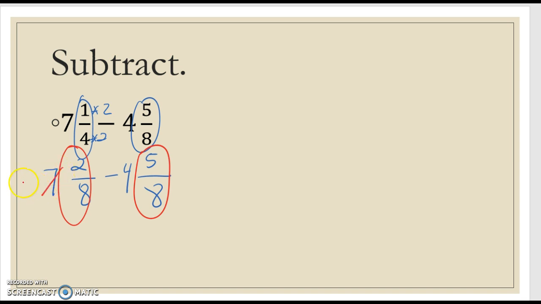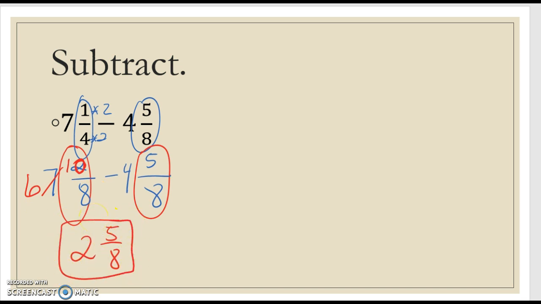So we're going to take the 7, turn it into a 6. And we're going to take that one whole that we took away and put it here, making it 8 out of 8, which is just one whole. So when I add 8 to 2, that gives us a 10. So we actually have 6 and 10/8 minus 4 and 5/8. If we were to go back to this 6 and 10/8, if we simplified it, we'd get right back to 7 and 1/4. So we borrowed in fractions. So we would do 10/8 minus 5/8, which would give us 5/8. 6 minus 4 gives you 2.